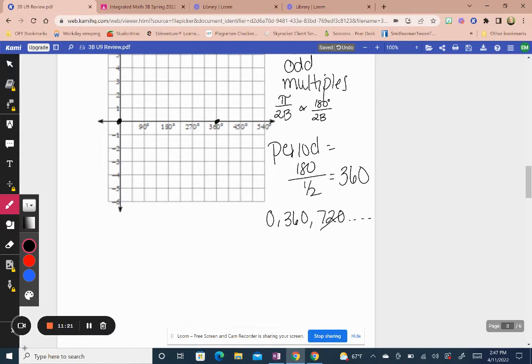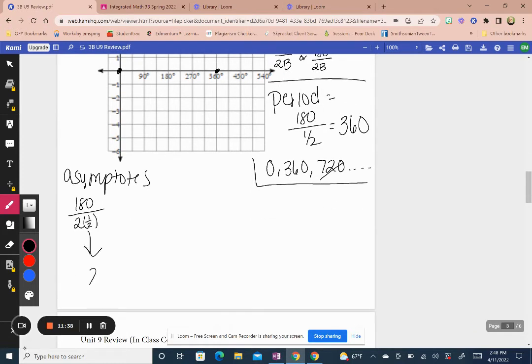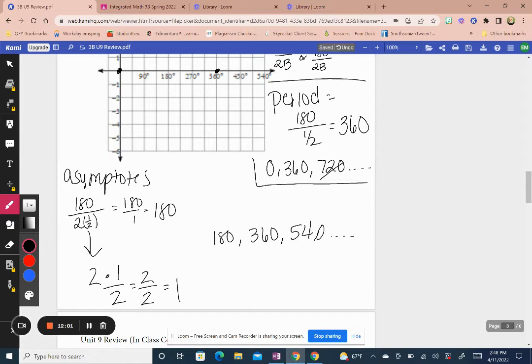Okay, now for the asymptotes. Okay, it's 180 divided by 2b, and b is 1/2. Okay, looky here. So 2 times 1 over 2 is equivalent of 2 divided by 2, which is 1. 180 divided by 1 is just 180, okay? So we need to go in sets of 180. So it's going to be 180, 360, 540, etc. And we would continue to carry on. I do see that we end at 540, so I'm just going to end it right there.